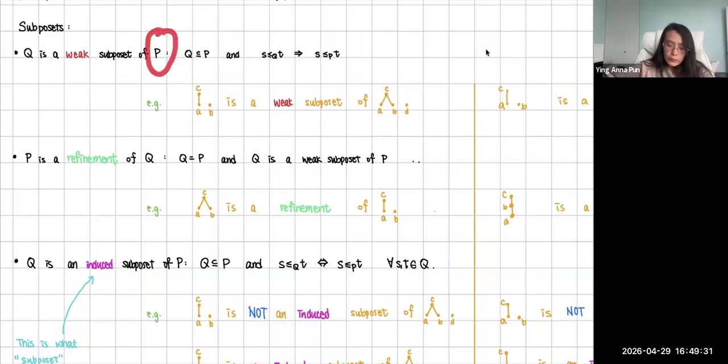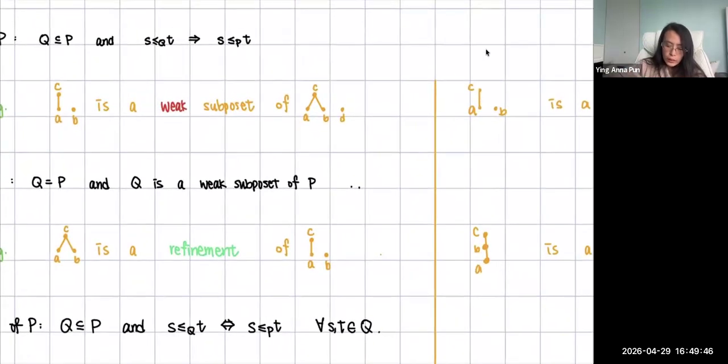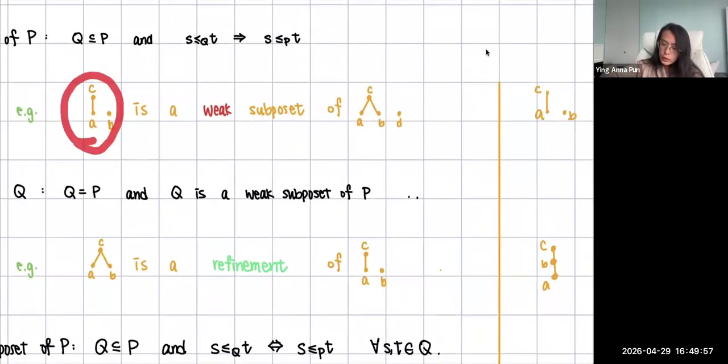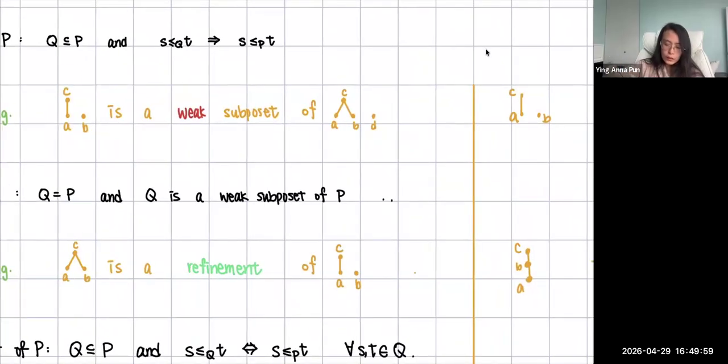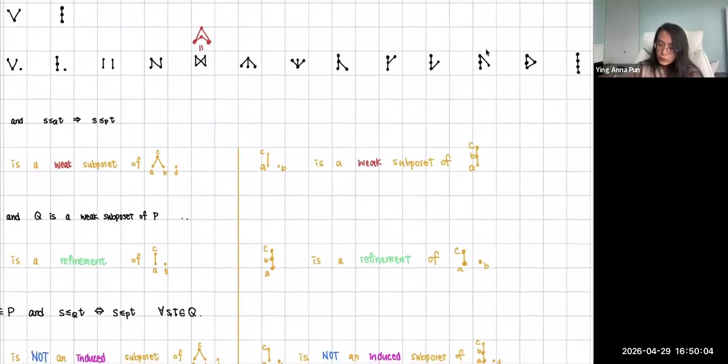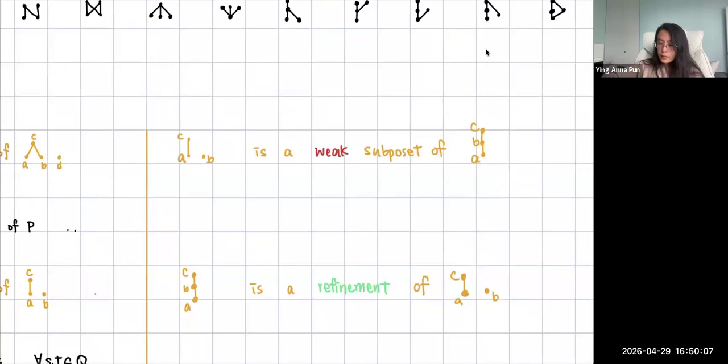Meaning that, okay, you give me a poset P, I first of all just find a subset Q. And then if two things are comparable in the Q that I make, then they have to be comparable in P. For example, here you see that I have this A, B, and C here. I have this A, B, C, and D here. So this is a weak subposet of this guy because anything that is comparable here is also comparable in here.